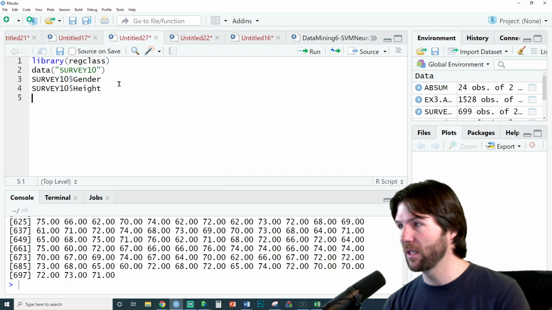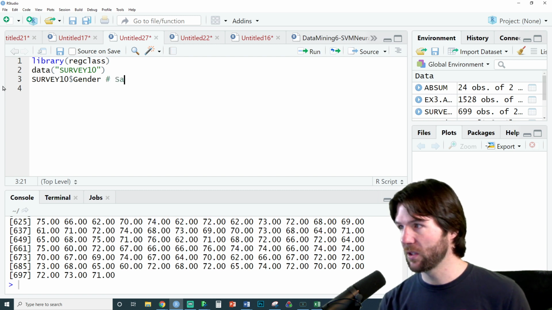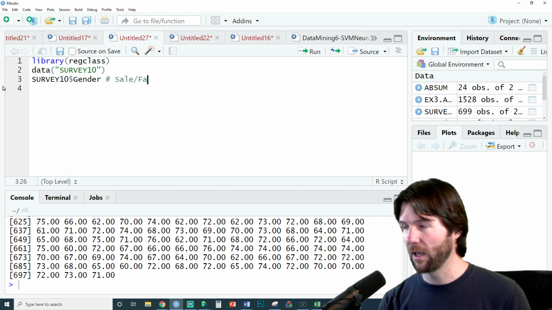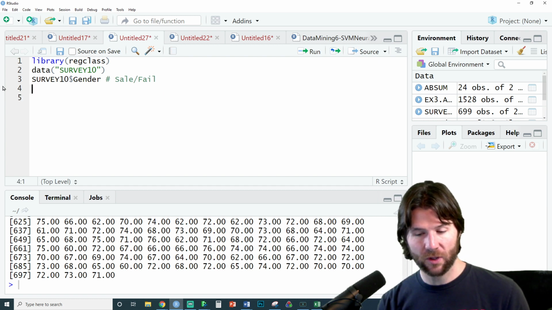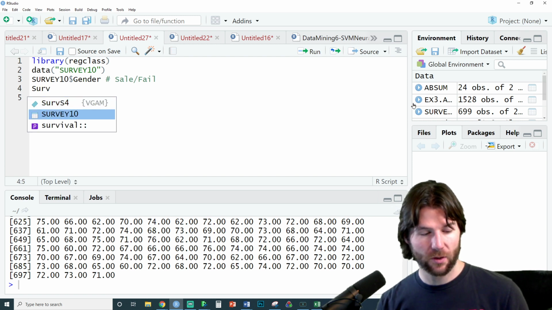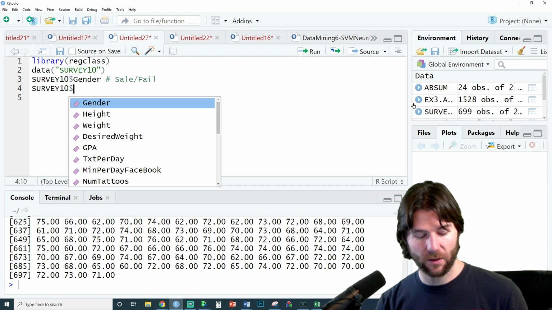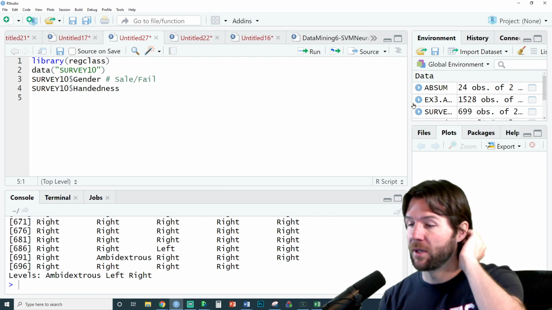Does this make sense? Like this right here is analogous to, oh, we're not doing heights, we're just doing gender. So it's just one variable. This is analogous to the safe and the fail. Okay, then I see. Cool. And then we want to do something that's another 2-level variable. We're going to do left and right-handed. So I'm only going to use left and right-handed. This is handedness. Handedness does have ambidextrous, but I'm going to ignore ambidextrous.